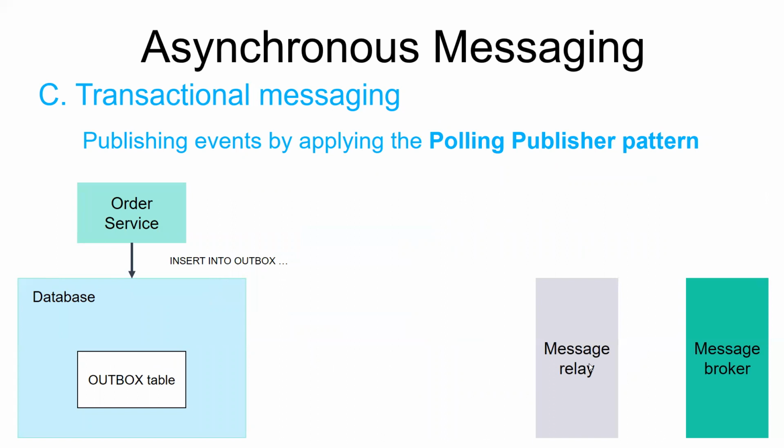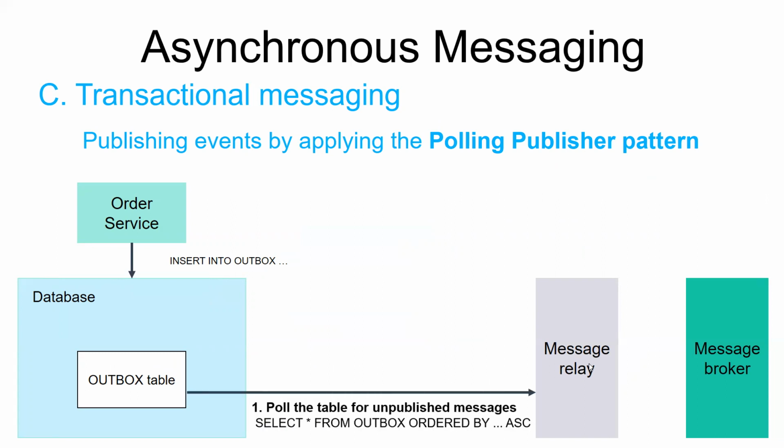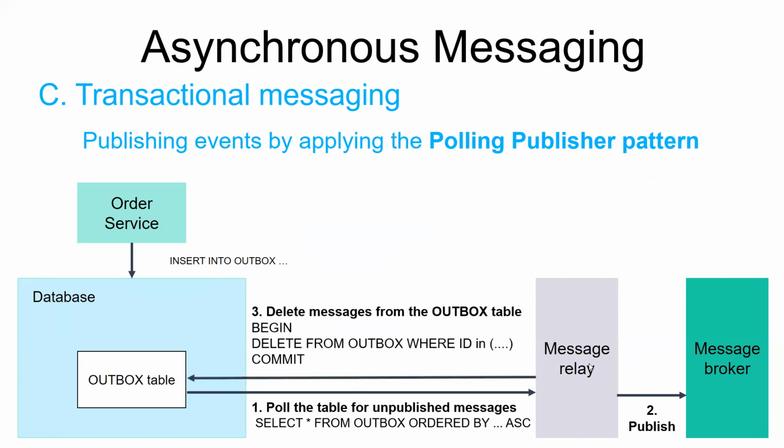If the application uses a relational database, a very simple way to publish the messages inserted into the Outbox table is for the message relay to poll the table for unpublished messages. It periodically queries the table. Next, the message relay publishes those messages to the message broker, sending each one to its destination message channel. Finally, it deletes those messages from the Outbox table. Polling the database is a simple approach that works reasonably well at low scale. The downside is that frequently polling the database can be expensive.